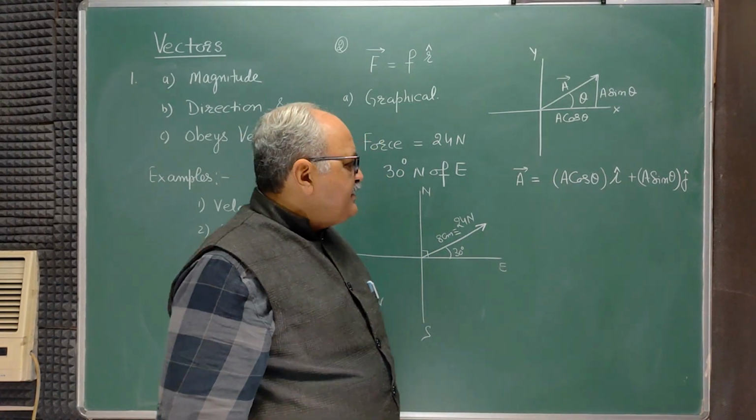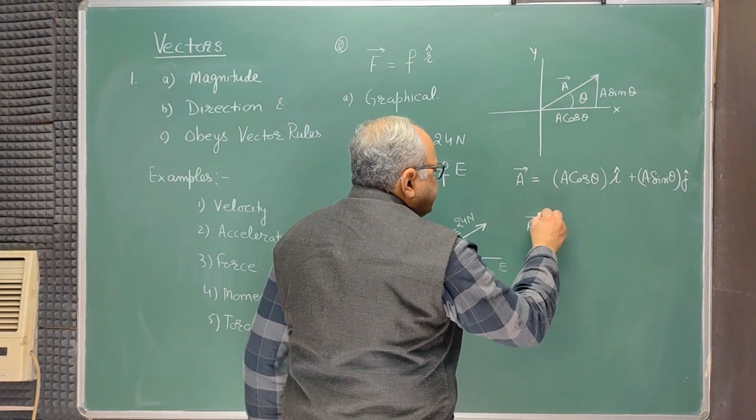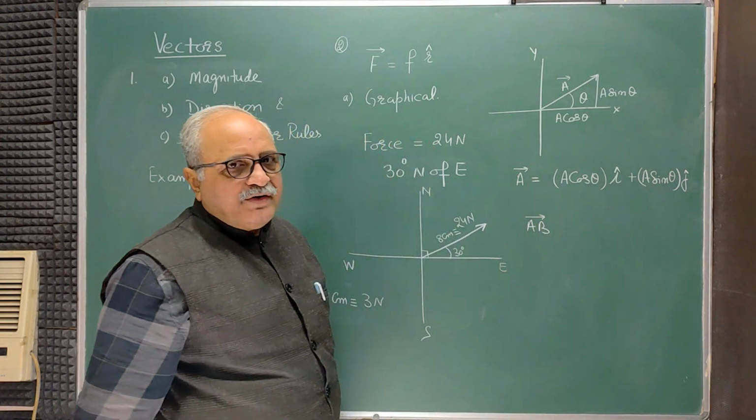Sometimes what we do is put it in this way. Say, for example, a vector is vector AB.